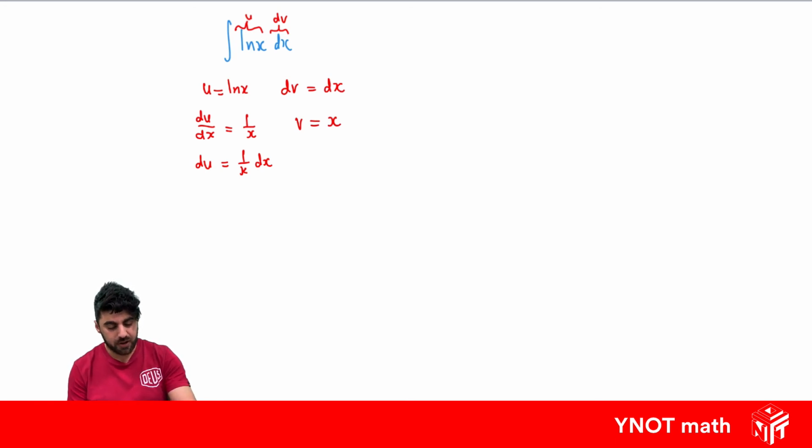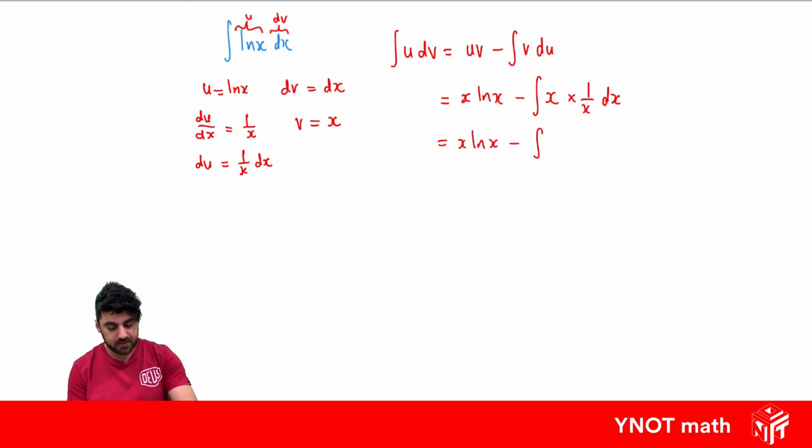Let's go ahead and use the integration by parts formula, where we have the integral of u dv, we know is going to equal uv minus the integral of v du. So u times v is just going to be x times ln x minus the integral of v, which is just x, and du we know is 1 on x dx. So here we're going to get x ln x minus the integral, or x times 1 on x is just 1, and we're just left with dx. So we get x ln x minus the integral of dx is just x, and we get plus a constant. So there it is, the integral of ln x.